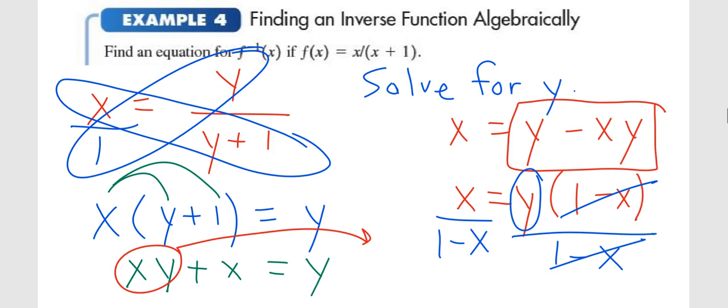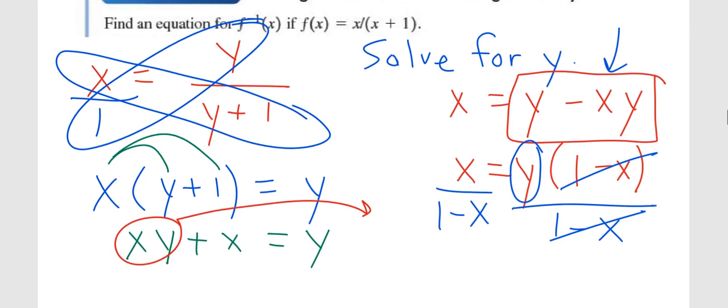Okay? But you're really just cross multiplying. You're following a lot of the same things you've done in your Algebra 1 days. You got to use the distributive property backwards and pull out the common factor. We did that in Algebra 2. But that gets you your inverse. That's the process of finding the inverse.